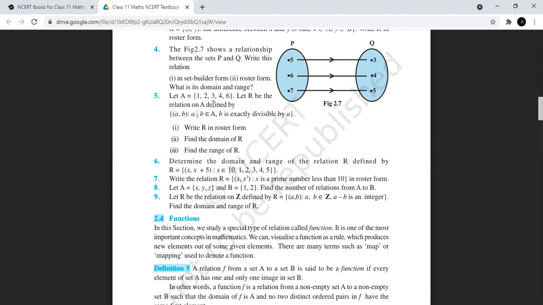Okay, then you pick up your next element 3. (3, 4) not part of this relation. 4 is not divisible by 3. Then you go for (3, 6). Yes, 3 twos are 6, so 6 is divisible by 3. Okay, so ऐसे ही आपको देखना है.